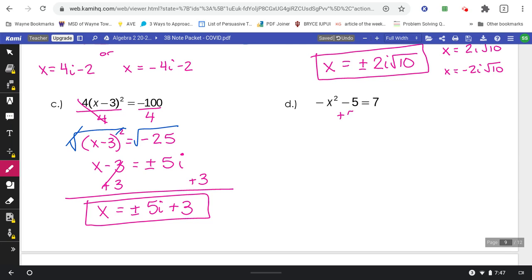Part D, add 5. I'm going to put a negative 1 in front of that x squared here. 7 plus 5 is 12. And I'm going to divide by negative 1.